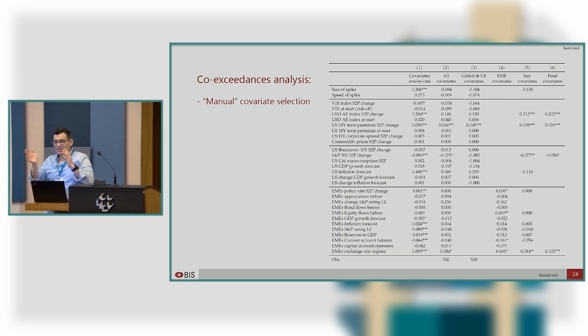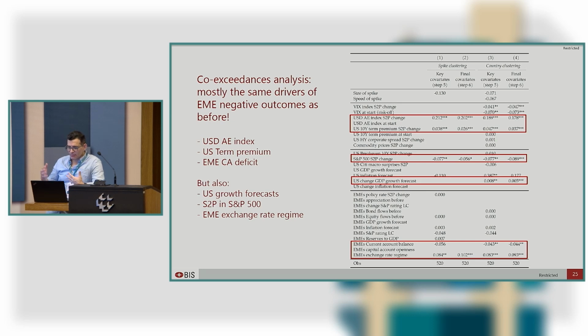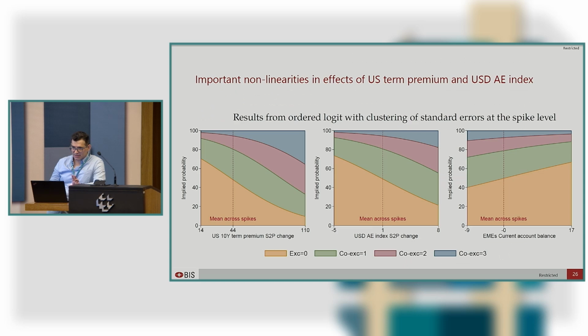And then we look at the ones that come up as significant in many of these instances, and estimate a model we call key covariates, and another model that we call final covariates, with the ones that came out significant in that key covariates model. And again, what we get is that the drivers in the coincidences analysis are mostly the same: the start-to-peak change in the dollar index, and the start-to-peak change in term premium. And in this coincidences analysis, in the case of fundamentals, the exchange rate regime also comes out as significant.